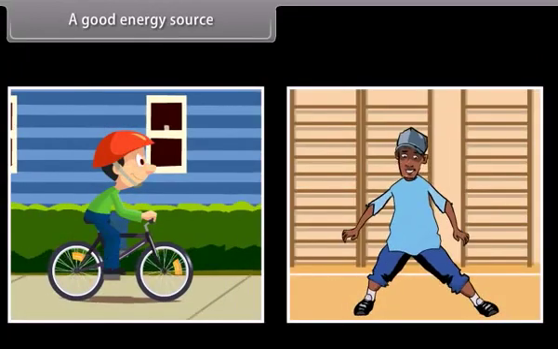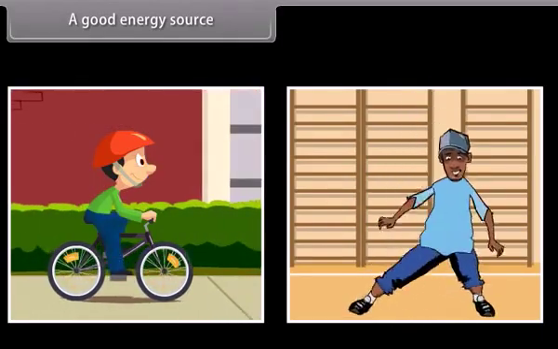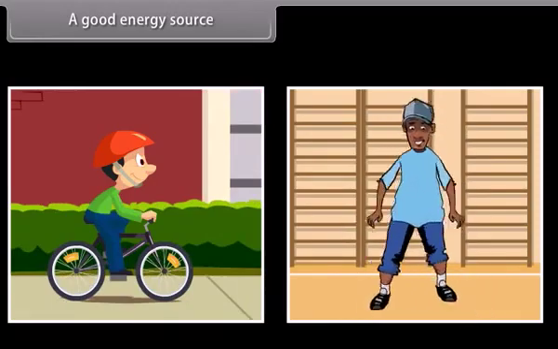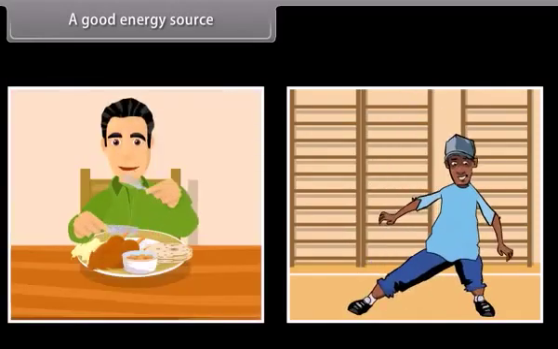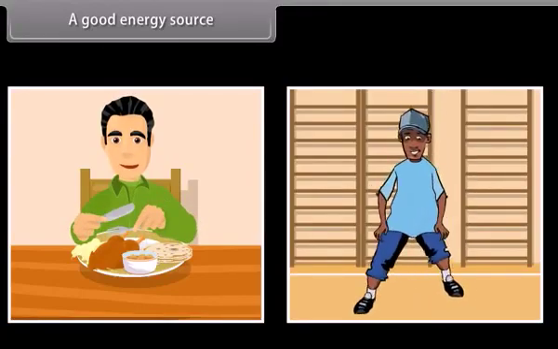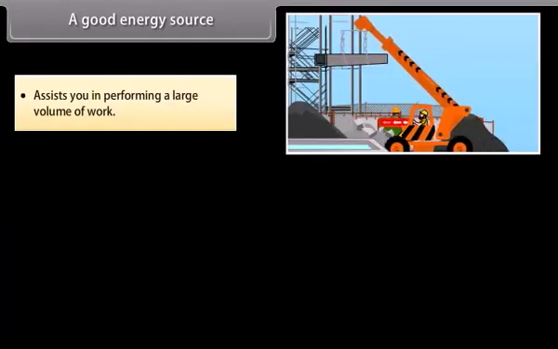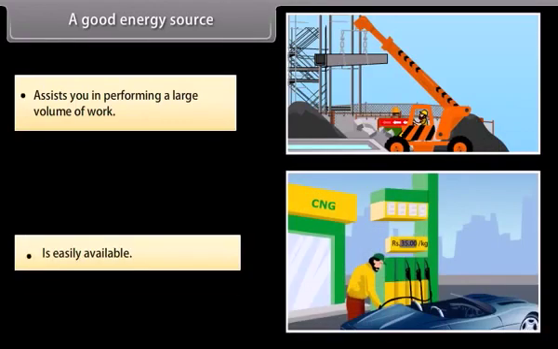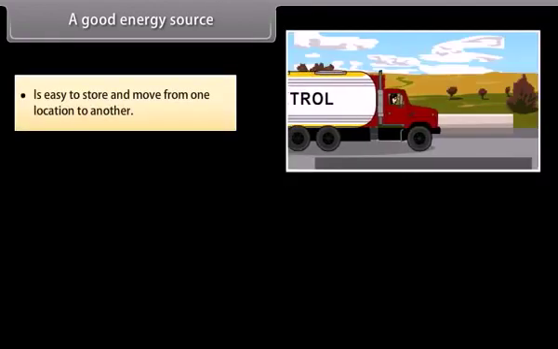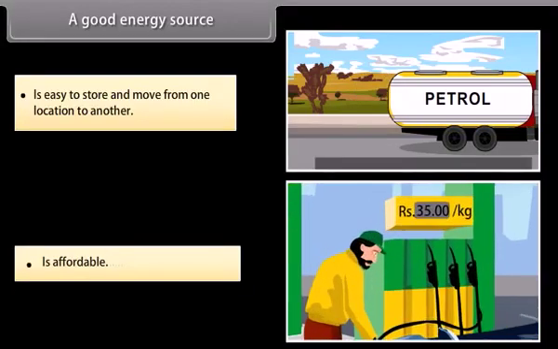A good energy source. In your day-to-day life, you need a lot of energy throughout the day. All physical activities that you perform require energy. Also, this energy comes from a source that would give you the required energy to perform any activity. You need to keep in mind that any good energy source must assist you in performing a large volume of work, be easily available, be easy to store and move from one location to another, be affordable.